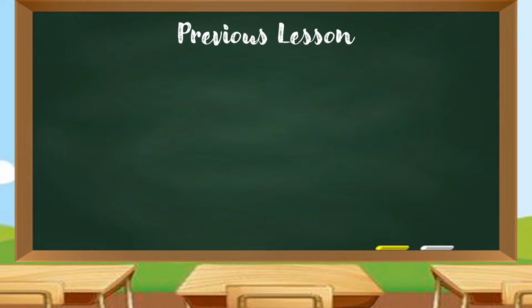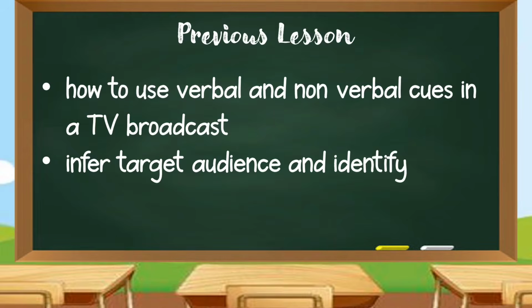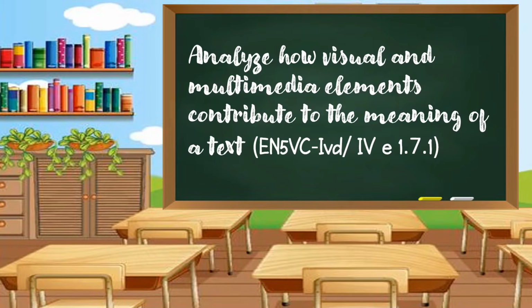In your previous lesson, you have learned how to use verbal and non-verbal cues in a TV broadcast, and also infer target audience and identify the purposes of the visual media. After going through this lesson, you are expected to analyze how visual and multimedia elements contribute to the meaning of a text.